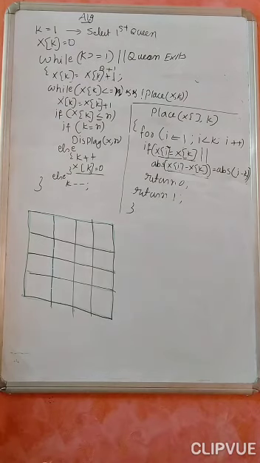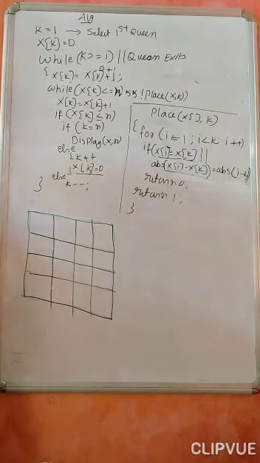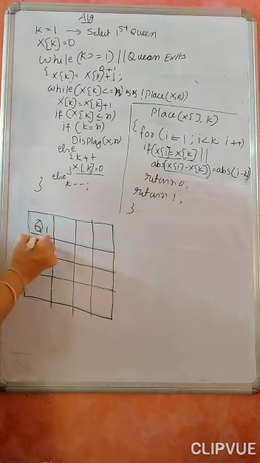But anyhow, you won't get any horizontal attack, because the ith queen will be placed in the ith row. The first queen in the first row and the second queen in the second row, like that only we are going to place. So there will not be any horizontal attack, but the vertical or the diagonal attack may occur. So how to check for a vertical attack? Suppose I am placing q1 here and q2 here, there is a vertical attack.